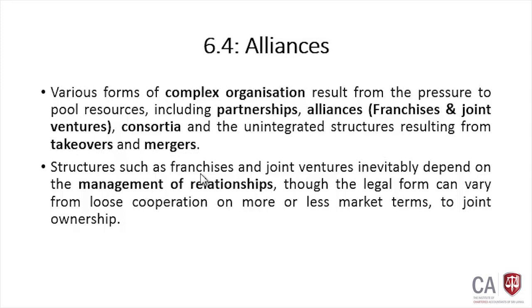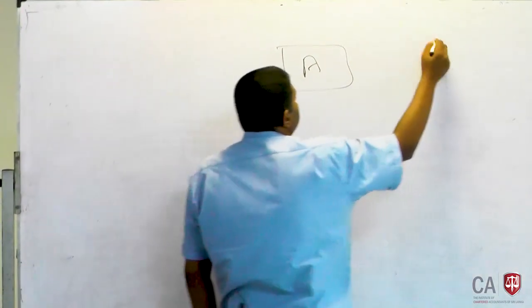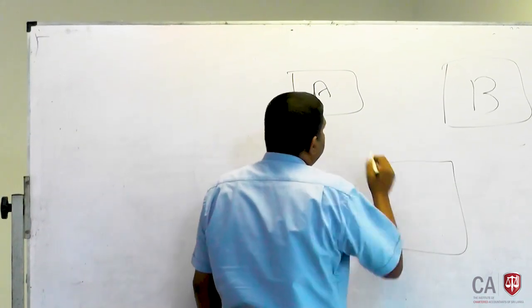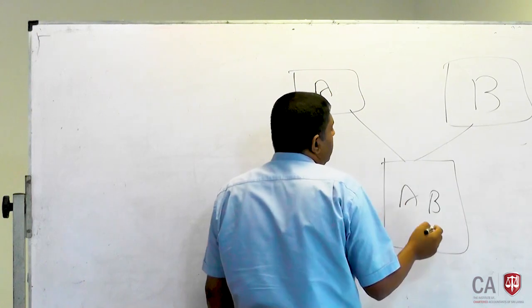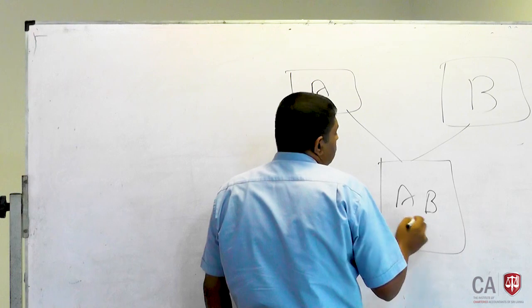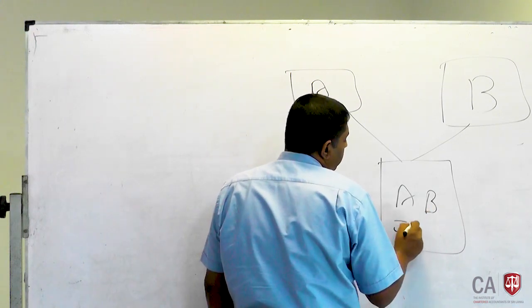For franchises, for example in Sri Lanka, Abans has taken the franchise of McDonald's. A joint venture means a few companies put money and start a new company. Let me illustrate that. Say there are two independent companies called A and B. A puts money, B puts money, and they form the AB joint venture.